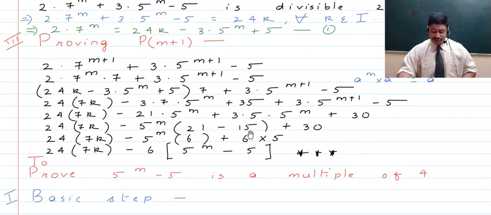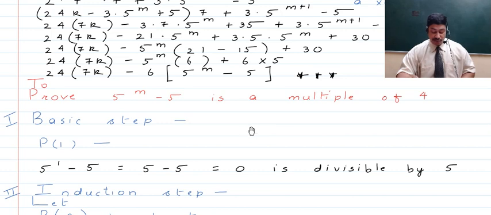Now, when you subtract both of these terms, you find that it comes to 6, right? And as 6 is common in the last 2 terms, you can take this 6 common outside, and then you have 5 raised to the power m minus 5 inside, which you cannot easily prove to be a multiple of 4 unless you use the principle of mathematical induction again.